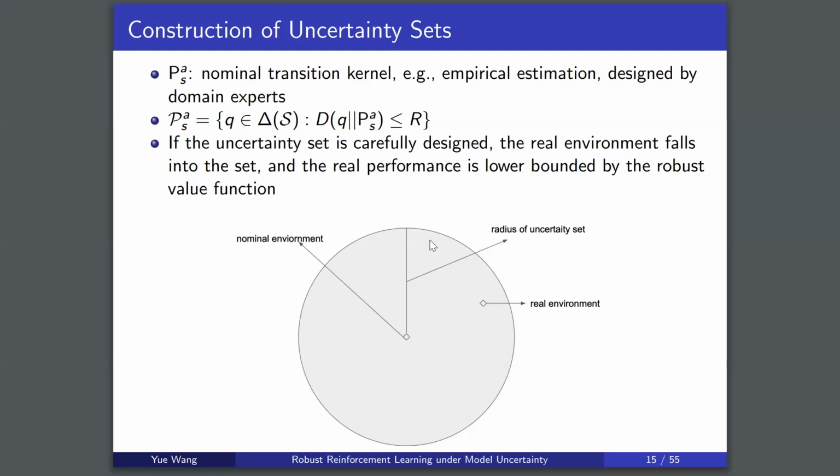The main idea of constructing such an uncertainty set is that if we construct this set carefully, the real environment may fall into this uncertainty set. So the performance in the real environment will be lower bounded by the worst-case performance over this uncertainty set. By optimizing the worst-case performance, we are actually providing an optimized lower bound guarantee of the real performance. This is basically the idea of robust reinforcement learning.